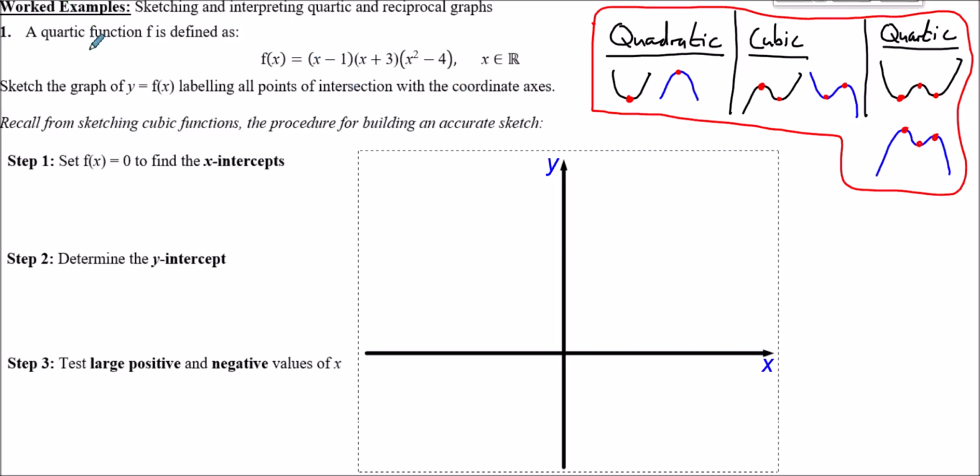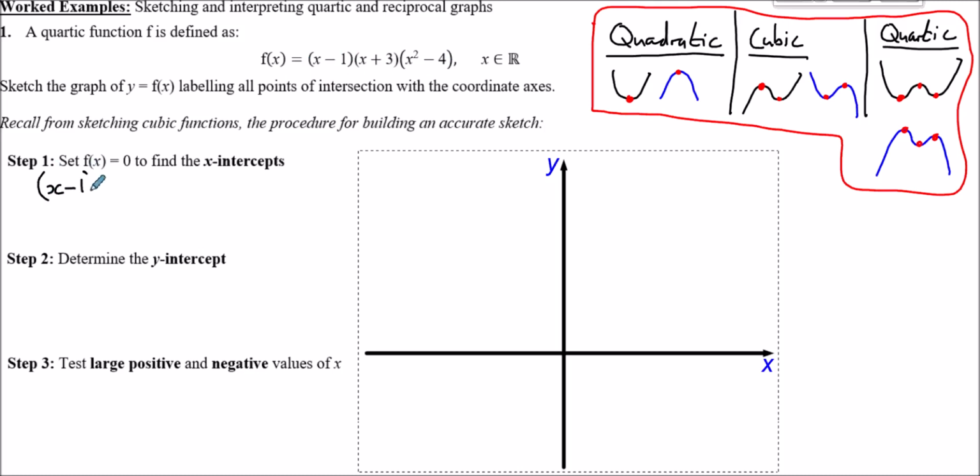Let's look at question 1. So we have this quartic function defined as such. We need to sketch this graph. Now we can follow a similar sort of strategy as detailed in the last lesson for sketching quartics as we did for sketching cubics. So we can set f of x equal to 0 to find the x-intercepts. So we're essentially just hunting for when this expression here will equal 0. So let's set that equal to 0.